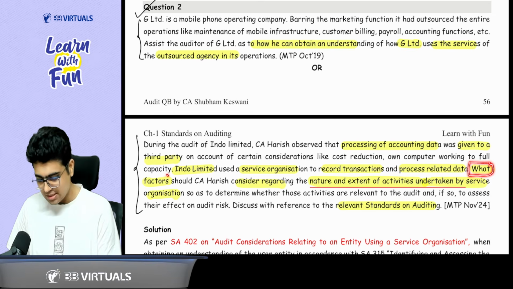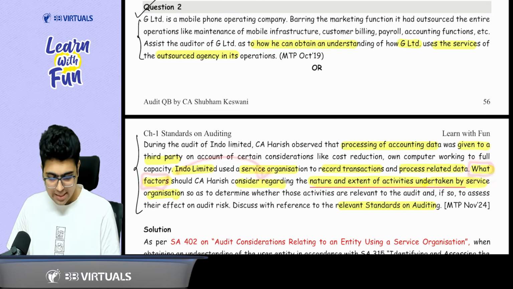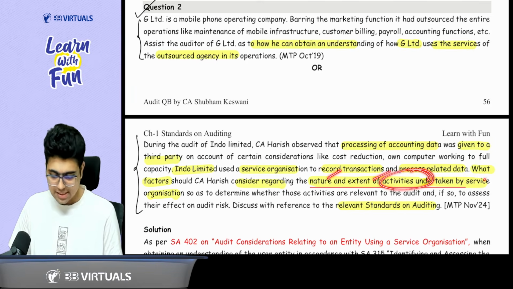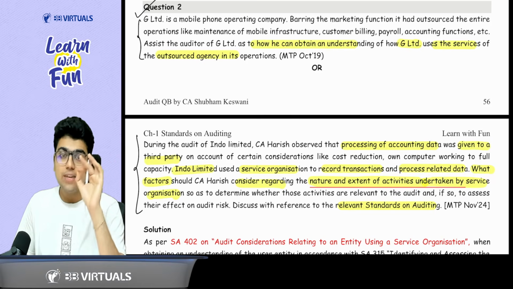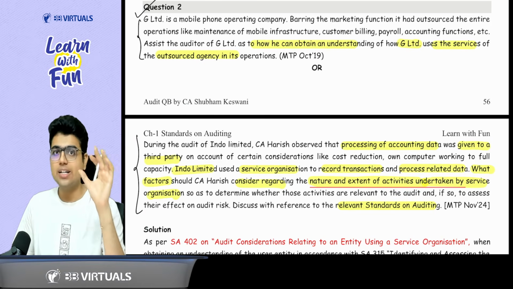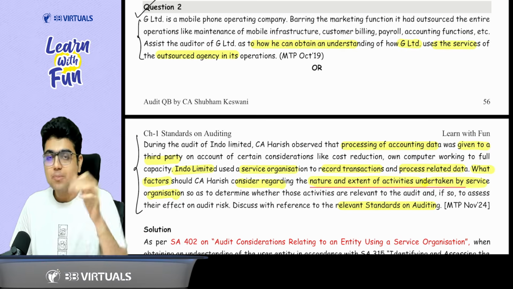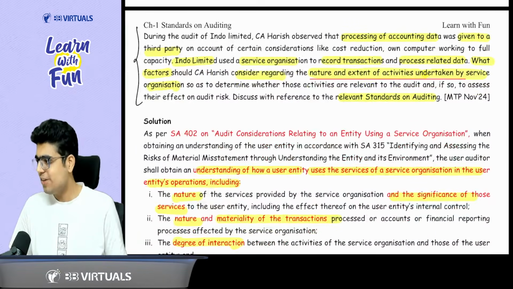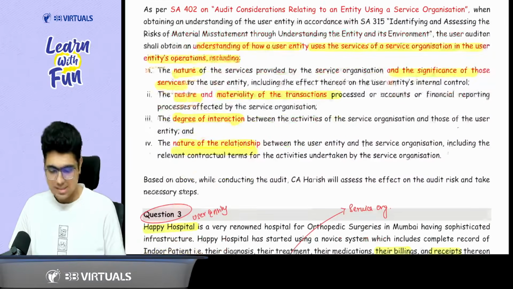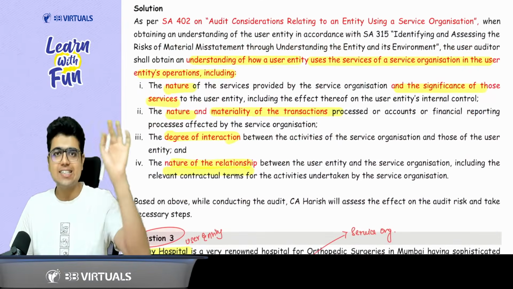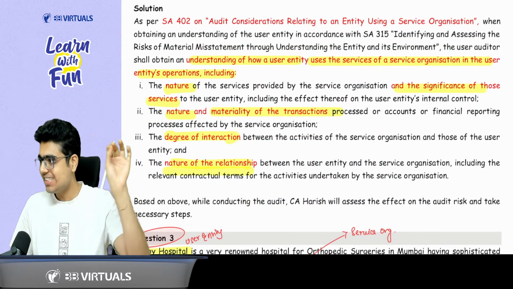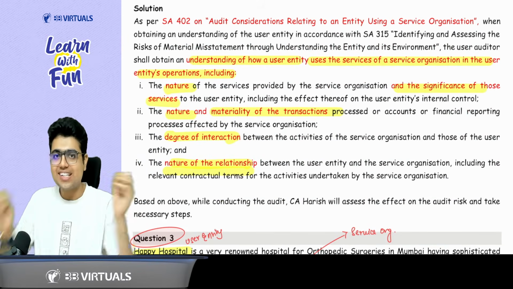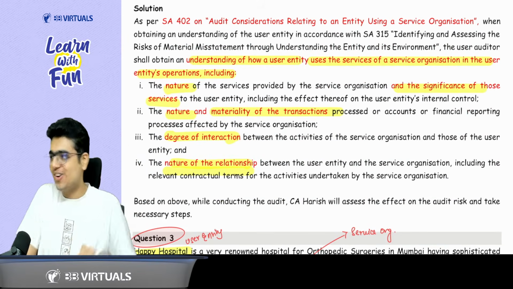What factors will they consider regarding the nature and extent of activities undertaken by service organization to see if they are relevant to audit? So now whenever you want to understand the nature and extent of activity, which topic will you write in exam? Sir, the understanding topic. Sir, understanding topic means the same 4 points: nature and significance of service, nature and materiality of transaction. From transaction you get interaction, and after interaction we develop a relationship. Nature of the relationship.